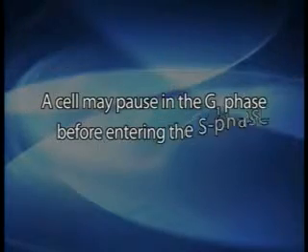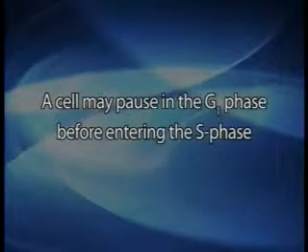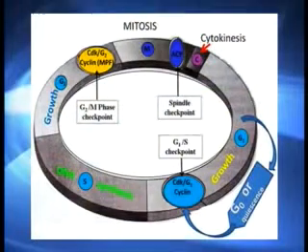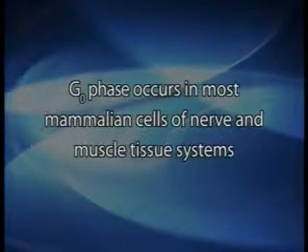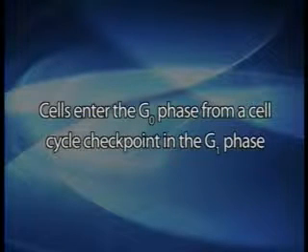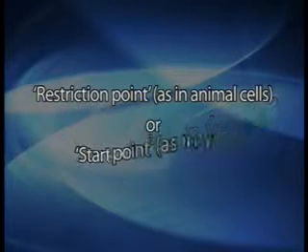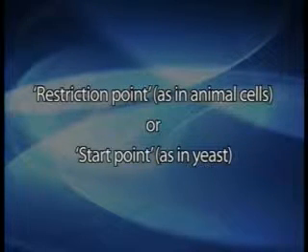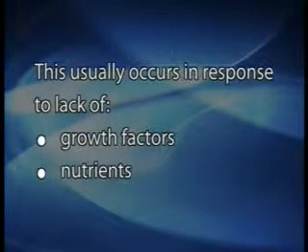A cell may pause in the G1 phase before entering the S phase and enter a state of dormancy called the G0 phase. Most mammalian cells of neuro and muscle tissue systems do this. Cells enter the G0 phase from a cell cycle checkpoint in the G1 phase, such as the restriction point as in animal cells or the start point as in yeasts. This actually occurs in response to lack of growth factors or nutrients.